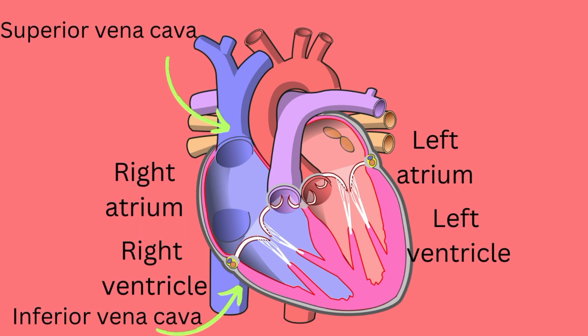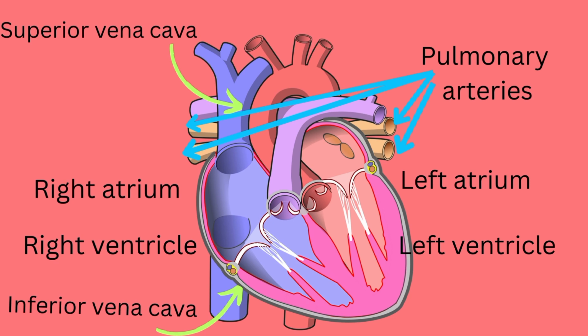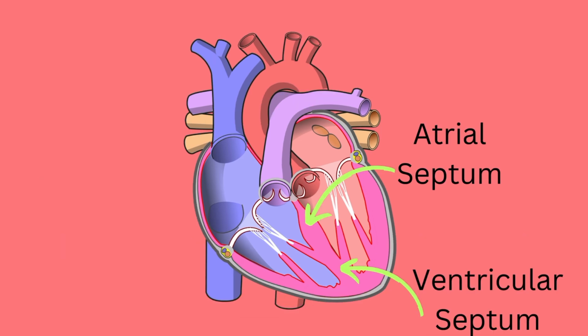Both the superior and inferior vena cava are attached to the right atrium, while four pulmonary veins are attached to the left atrium. The heart septum is a wall that separates the left and the right side of the heart. The heart septum consists of the atrial septum, which separates the atria, and the ventricular septum, which separates the ventricles.